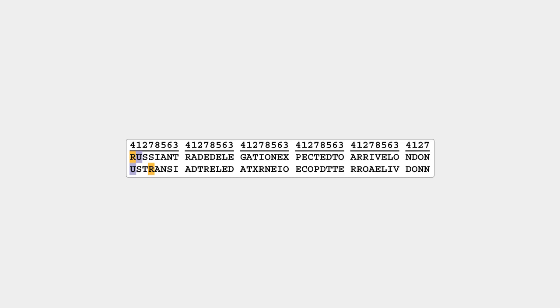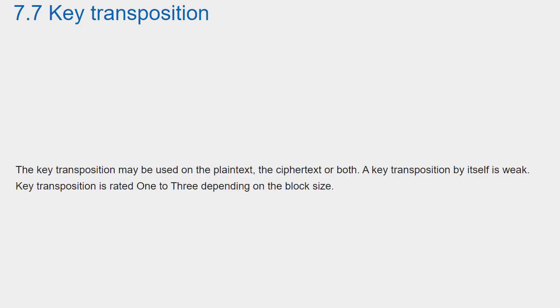In this example, the block size is 8, and the numeric key is 41278563. The key number for the first letter, R, is 4, so move the R to the 4th position in the block. The key number for the second letter, U, is 1, so move the U to the 1st position in the block, and so forth.